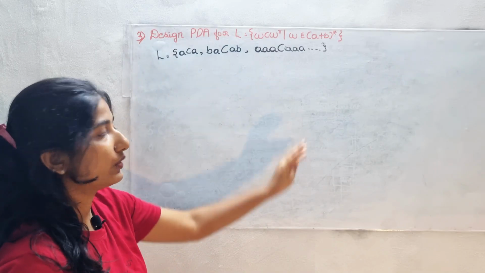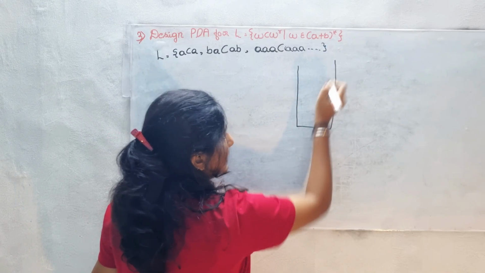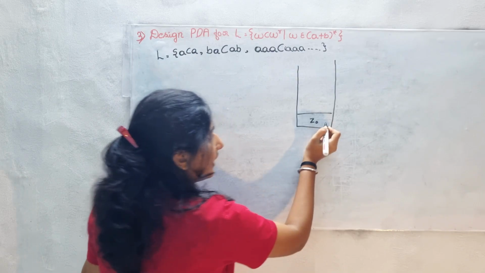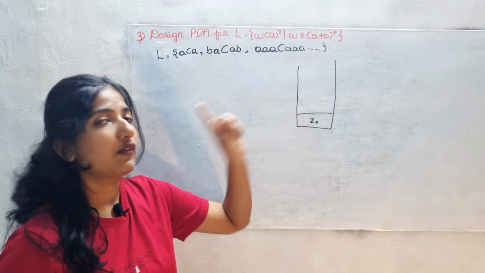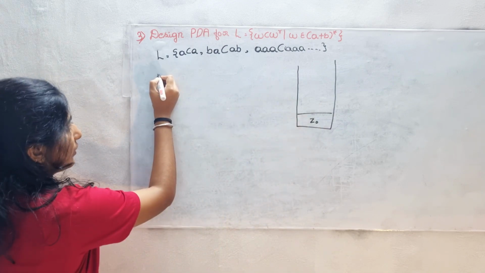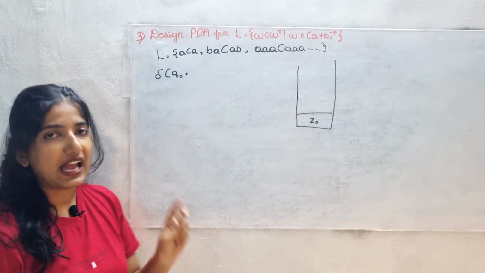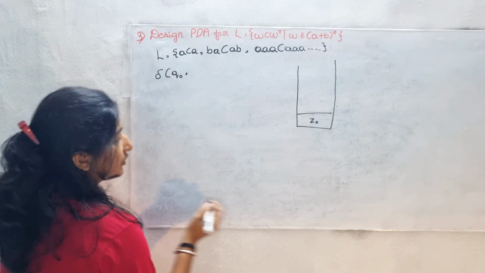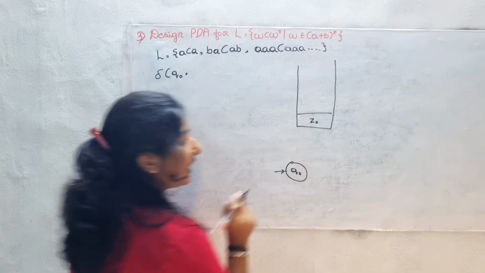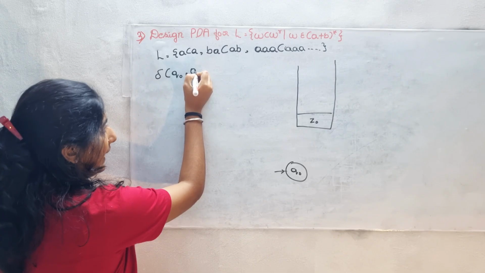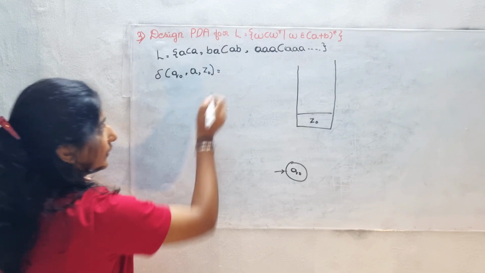So at first, how will the stack be? The stack will be like this, right? At first the top of the stack will be the initial element Z0. So what will be the state? The state will be q0. While writing the transition function δ of q0, at first I will be in the state q0, which is the initial state. On input symbol a and top of the stack Z0, what will happen?